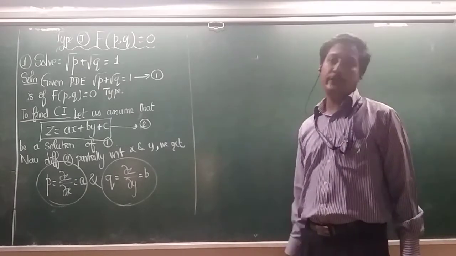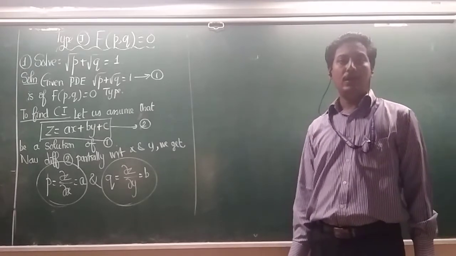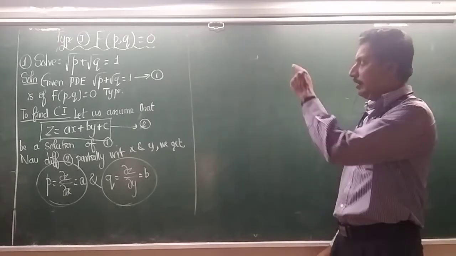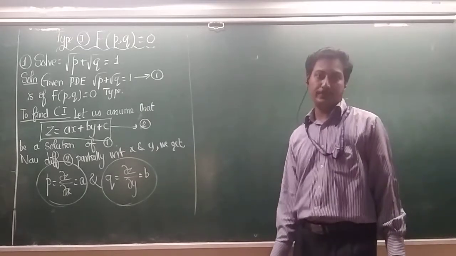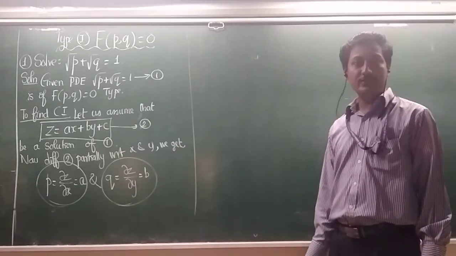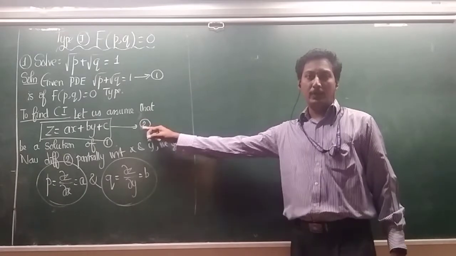In this video, how to solve the first order partial differential equation, and particularly the f of p comma q equal to 0 type. For this type, we assume z is equal to ax plus by plus c be a solution, isn't it? Let us see this problem.